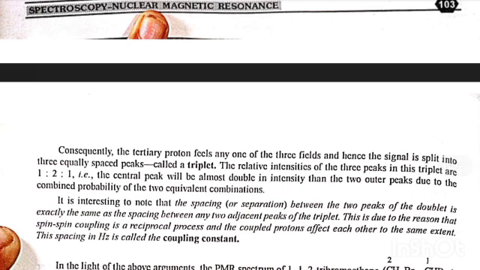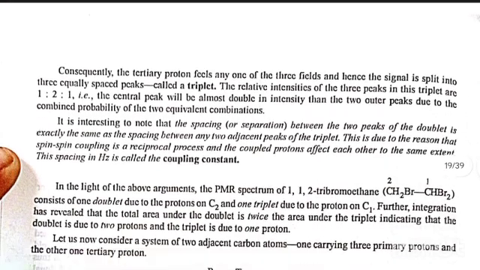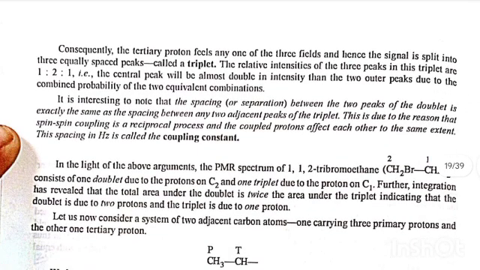Consequently, the tertiary proton fills any one of the three fields, and hence the signal is split into three equally spaced peaks called a triplet. The relative intensities of the three peaks in this triplet are 1:2:1. That is, the central peak will be almost double in intensity than the other peaks due to the combined probability of the two equivalent combinations. It is interesting to know that the spacing between the two peaks of the doublet is exactly the same as the spacing between any two adjacent peaks of the triplet.